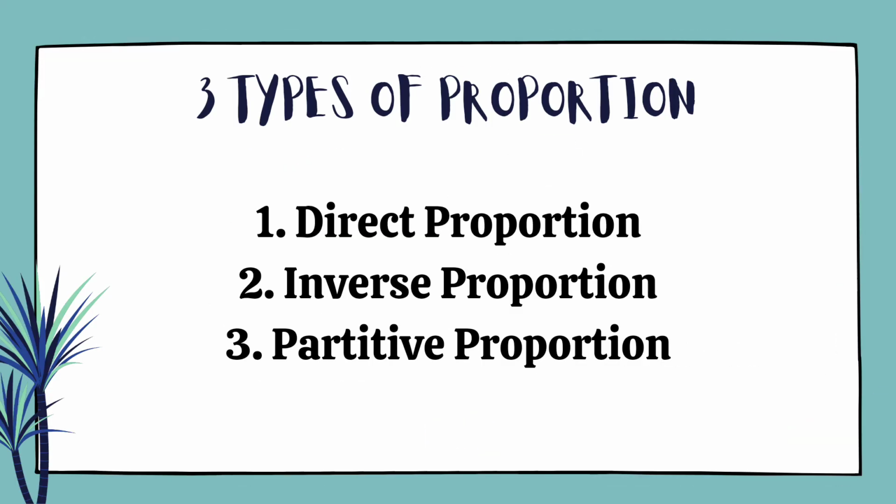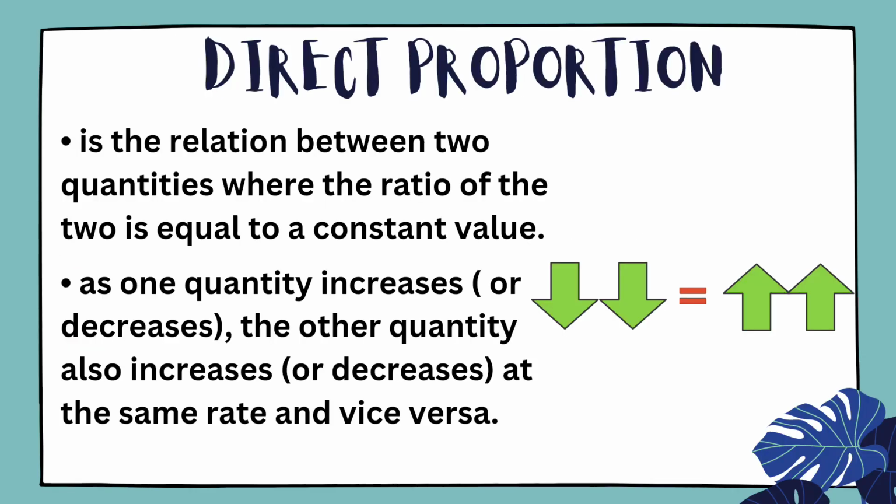There are three types of proportion. First one, direct proportion. Second, inverse proportion. And the third one is partitive proportion. Direct proportion is a relation between two quantities where the ratio of the two is equal to a constant value. As one quantity increases or decreases, the other quantity also increases or decreases at the same rate and vice versa. Ang ibig sabihin lang nito, kapag tumaas yung isang quantity, tataas rin yung isang quantity. Pero kapag bumaba yung isang quantity, bababa rin yung isang quantity.